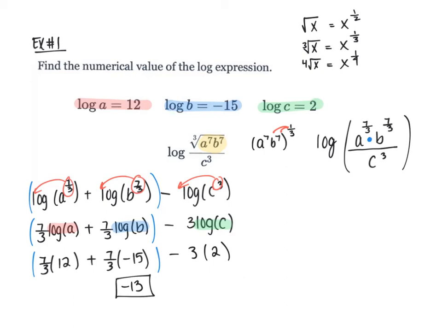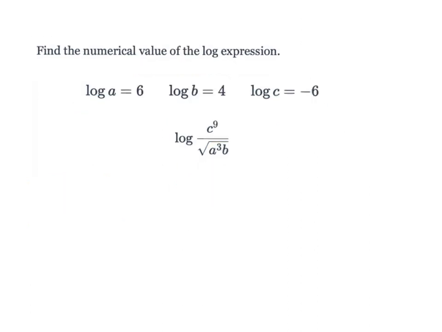All right, let's move on to example number 2. So for example number 2, it's very similar to our first in that we are finding the numerical value. So first thing, we have a square root on the denominator. So we're going to rewrite this as a to the 3rd b, this whole thing to the 1/2 power.